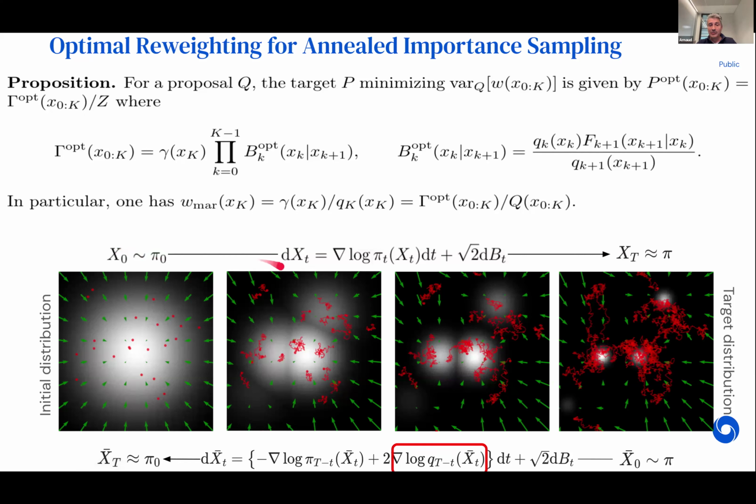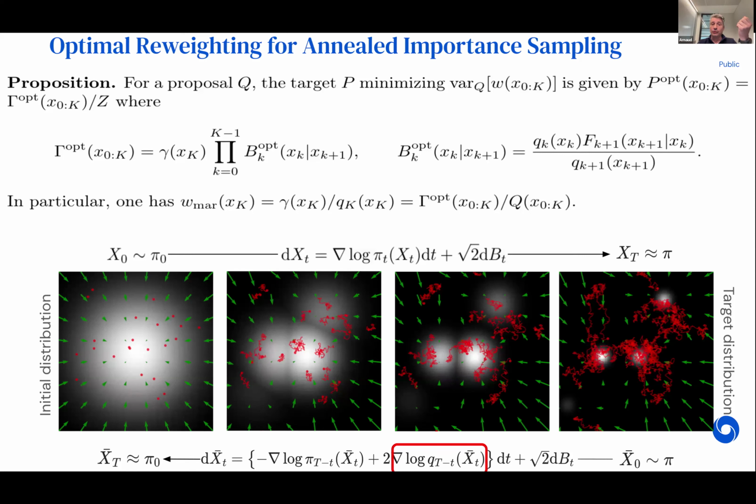And this process is simply a non-homogeneous Langevin dynamic, which essentially targets pi_t at time t. You would run that long enough so that the marginal distribution of x_t on this forward dynamic is roughly distributed according to pi. And now what we need is to define further our importance sampling estimate.